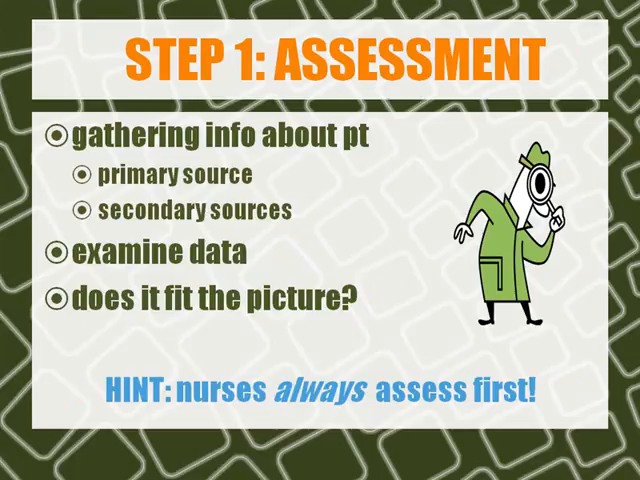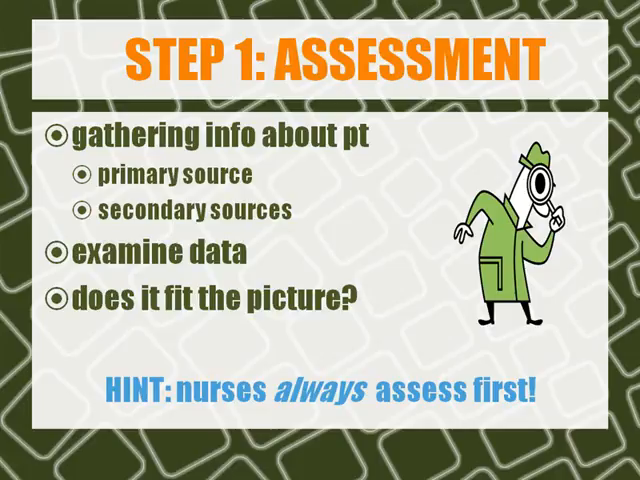So let's talk about assessment, since it is step 1. We're familiar with assessment. This is where we gather our information about the patient. It could come from a primary source, such as the information the patient has given us, or assessment findings that we have found. But it also could come from secondary sources. It could be lab tests. It could be maybe a family's report. It could be from a chart. So we're going to gather all the information about the patient that we can collect.